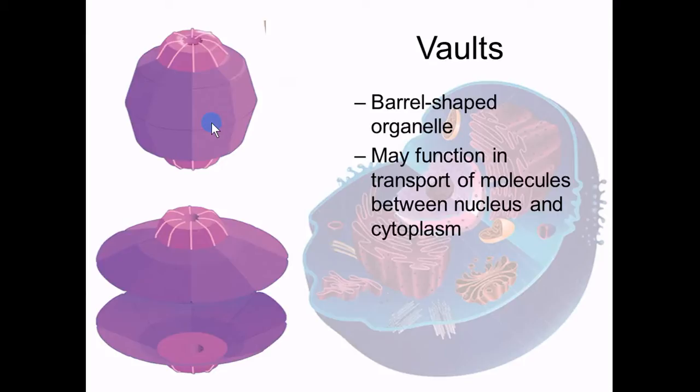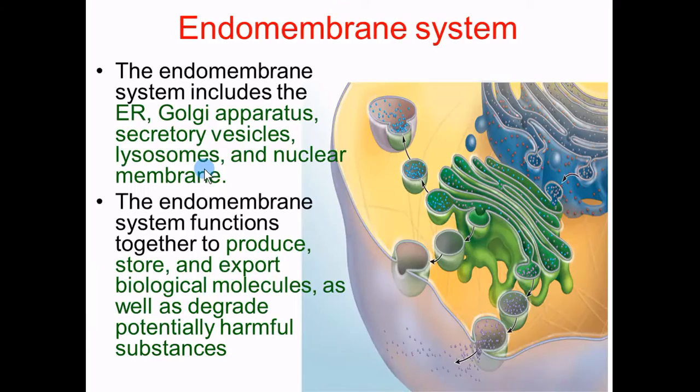Right? What they found about vaults is that it seems like the people that have higher resistance to chemotherapeutic agents actually have more vaults. So what's happening is that the chemotherapeutic agent gets in the cell, and the cell isolates that dangerous poison. Right? So again, the endomembrane system involves all of these membrane-bound vesicles, or membrane-bound structures, organelles, from the rough endoplasmic reticulum all the way to the vesicle. And they help do things like produce, store, and export molecules, as well as break things down.